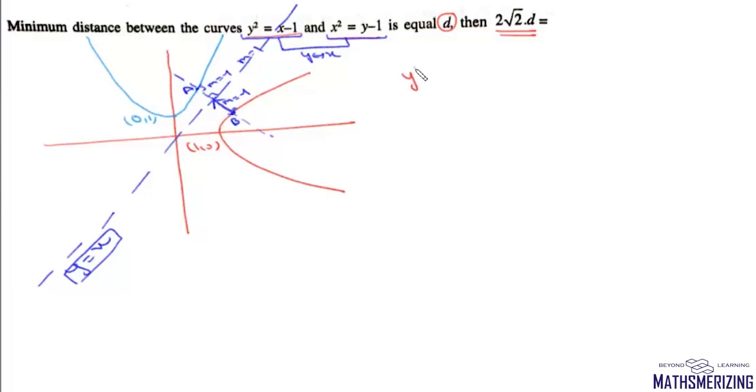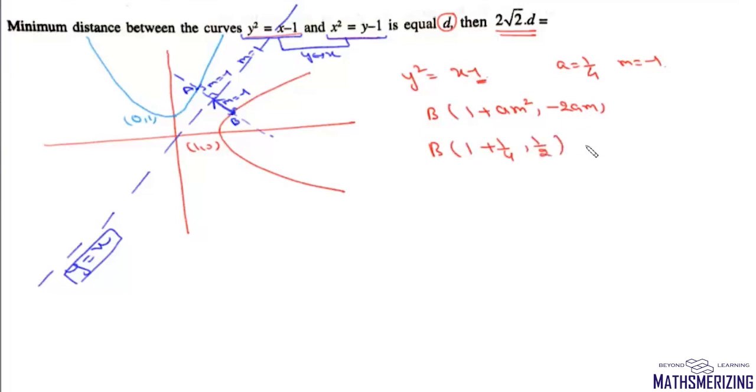Now for this parabola, y square equals x minus 1, we know that the foot of the normal, which in this case is B, will be given by, since it is x minus 1, 1 plus am square, and then minus 2am. Now a in this case is 1 by 4 and the value of m is simply minus 1. So we can write the coordinate of this point B as 1 plus 1 by 4, comma, now it will be minus m, minus minus plus, so 1 by 2. So the coordinate of this point B will be 5 by 4, comma, 1 by 2.